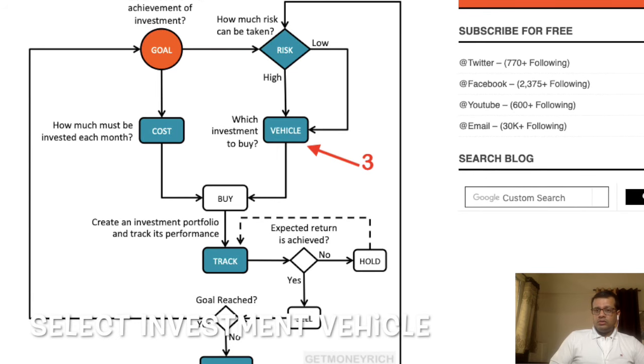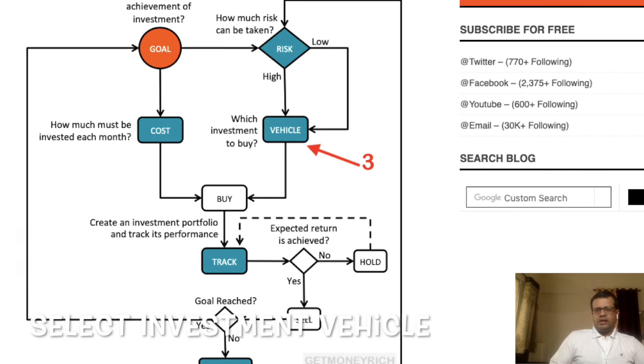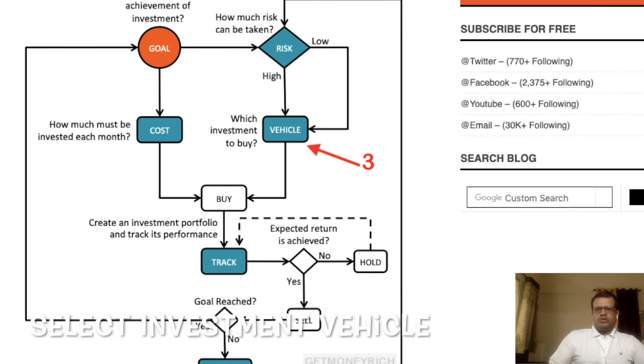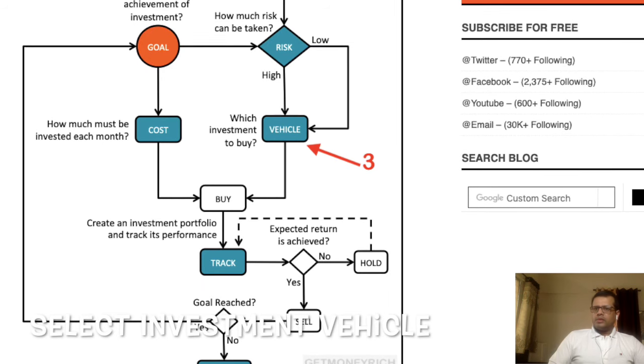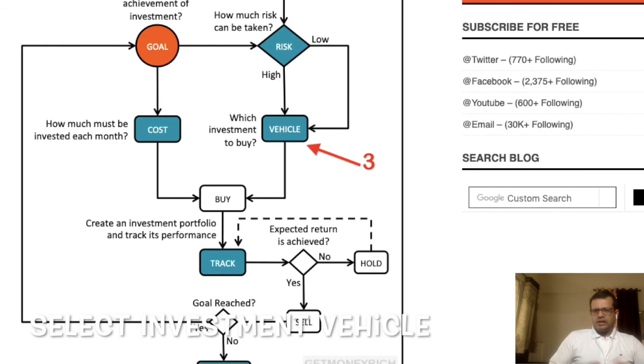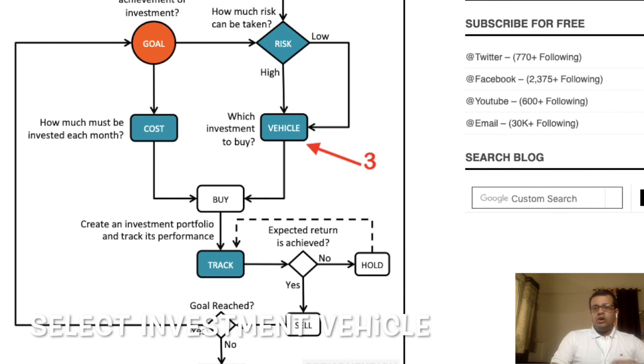What can you do? You can buy an index fund. An index fund in a 3-year time horizon can give you a 12% return. Historically, it is historical data based on which I am saying this. So what you are trying to do here is to understand which investment vehicle can give you your level of expected returns.